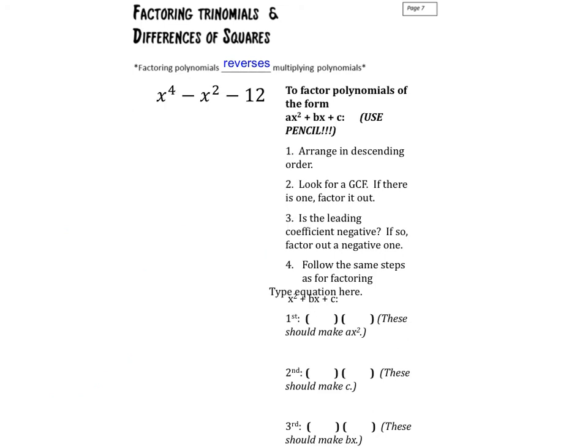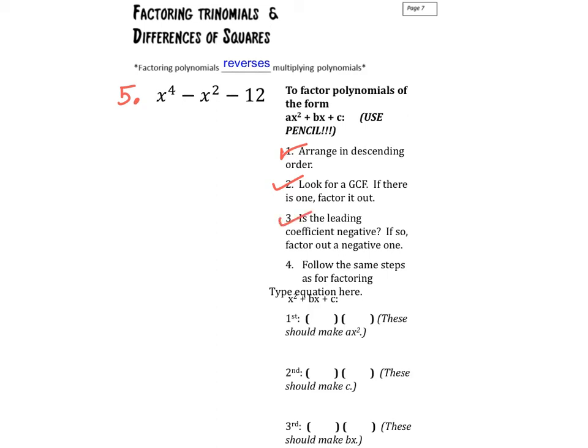This one here is your fifth example. To factor the polynomial, we're going to start by putting it in descending order, large powers in the front. Oh, we have it. We're going to look for GCF, something that each term has in common, and it doesn't have anything. Is the leading coefficient negative? Nope.